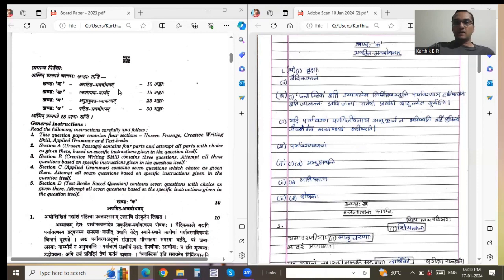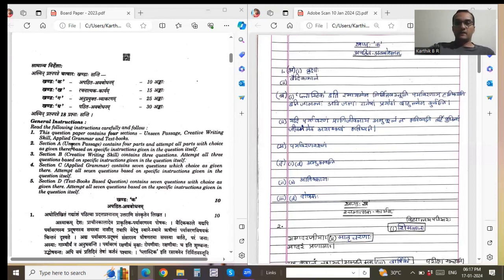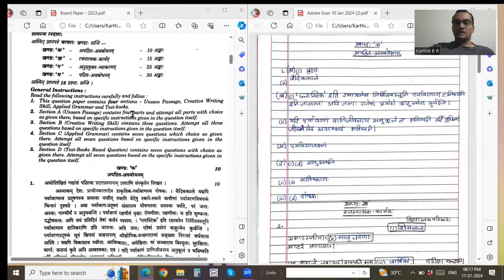Khandaha ka apatitavabodhanam is for 10 marks. Section 1 is for 10 marks. Khandaha kha rachanatmaka karyam is for 15 marks. Khandaha ga anuprayukta vyakaranam, applied grammar, is for 25 marks. Khandaha gha patitavabodhanam, reading comprehension, is for 30 marks. Asmin prashnapatre ashtadasha prashnaha santi. There are 18 questions, 18 mains. Let's see what the instructions related to this paper are telling.